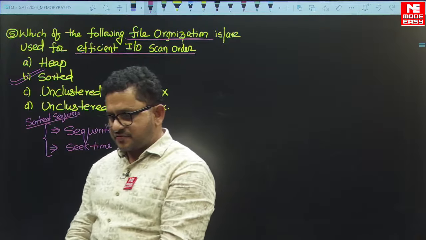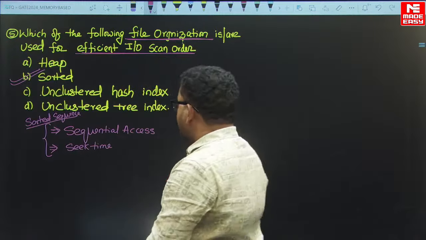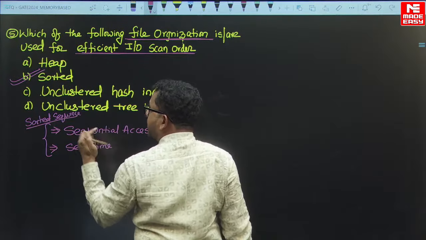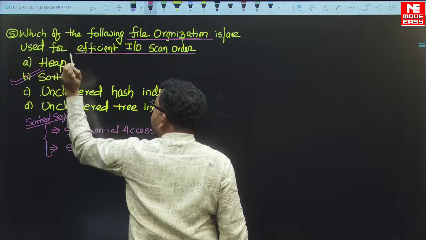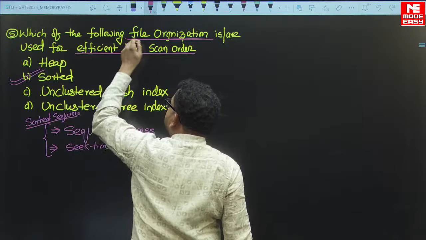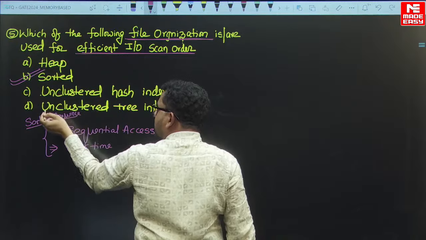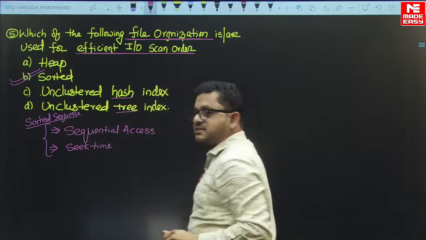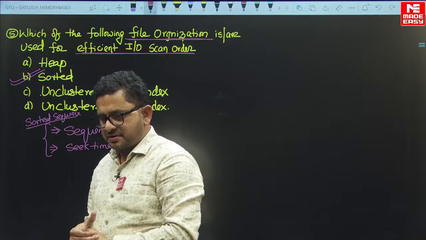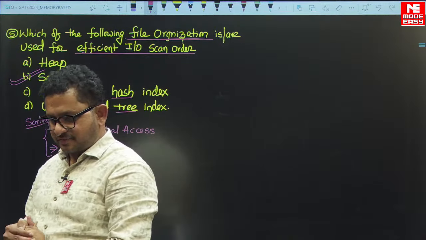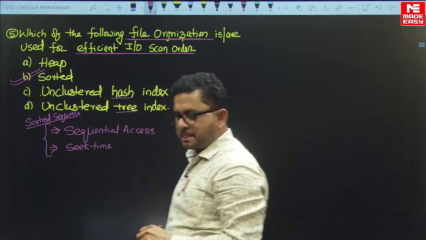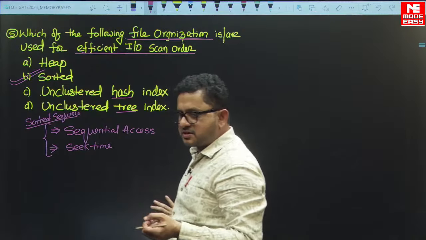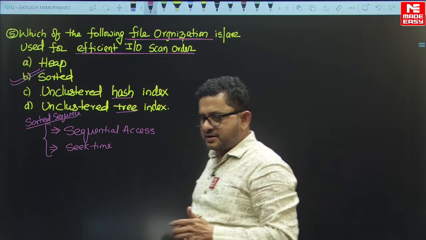How many have given the correct answer for this one? See, a sorted sequence is better, which makes the clustered form. But he is saying unclustered form and heap form. Heap form is not good for IO purposes. Unclustered hash form or unclustered tree form is generally not good for access. Even in an MSQ, you need not have many answers; an MSQ can also have just one answer.